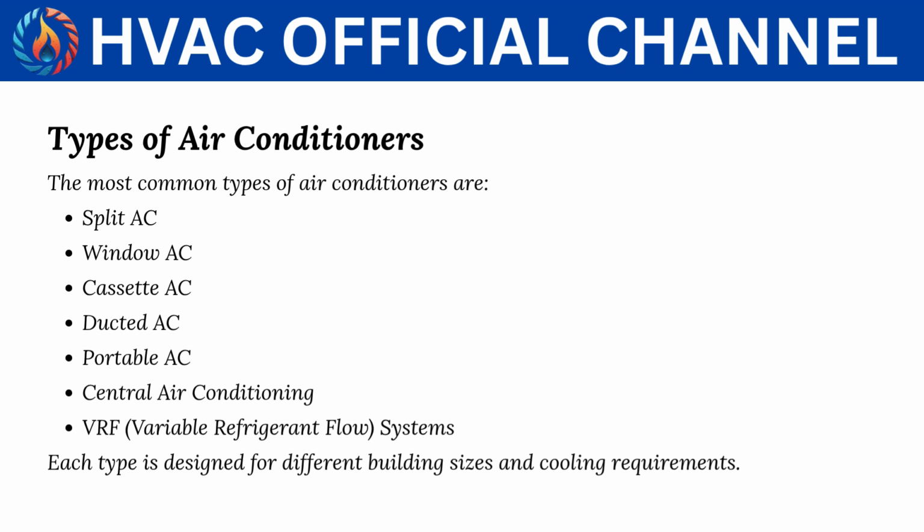The most common types of air conditioners are split AC, window AC, cassette AC, ducted AC, portable AC, central air conditioning, VRF, variable refrigerant flow systems. Each type is designed for different building sizes and cooling requirements.